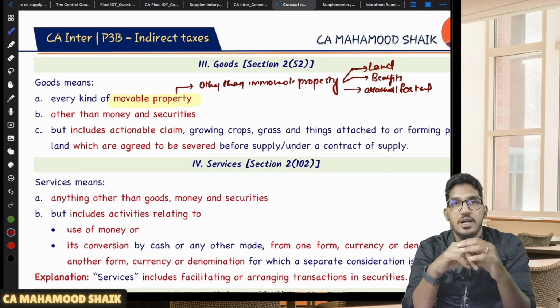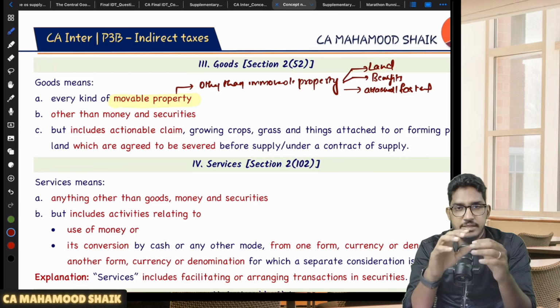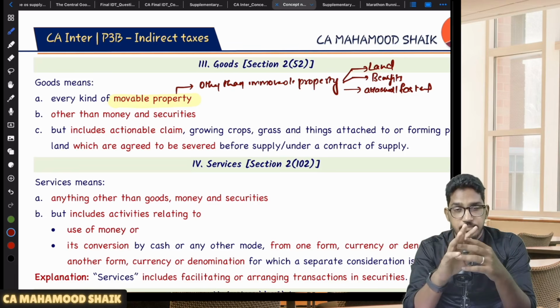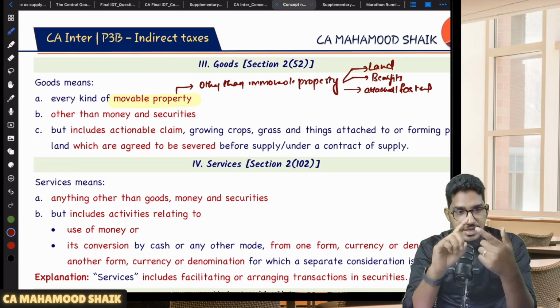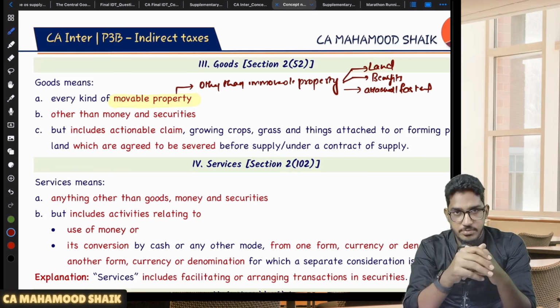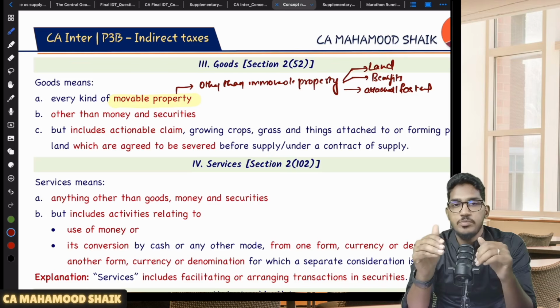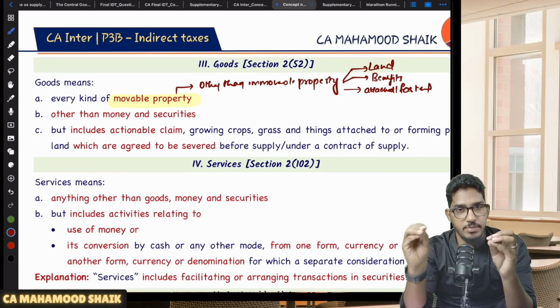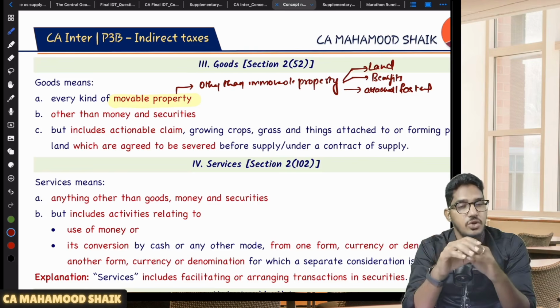Like for example, a building. A building is something which is permanently fastened to the earth. Or you take trees. A tree is also something which is naturally attached to the earth permanently. So like this, land, benefits arising out of land, or things which are attached to or forming part of the earth, we call it immobile property. If something is falling under the immobile property definition, then it is not goods.